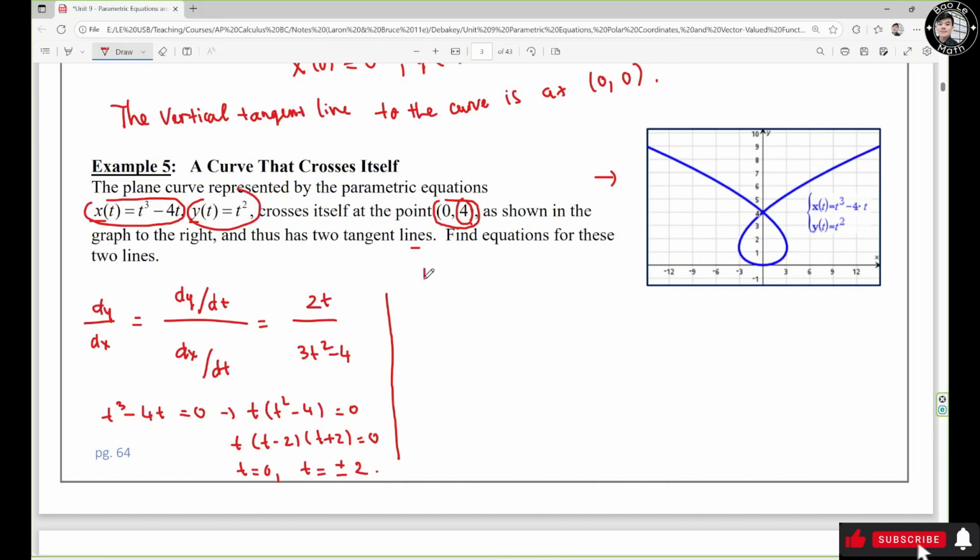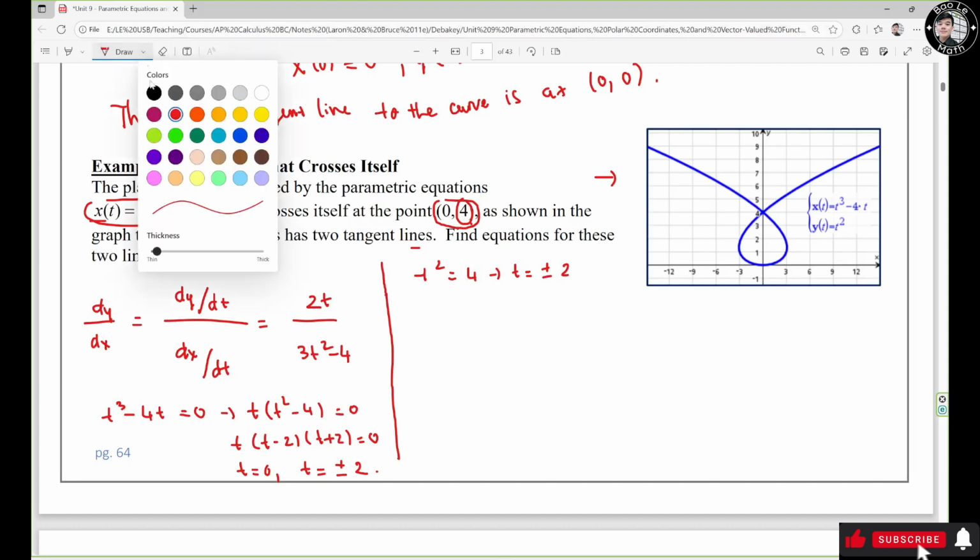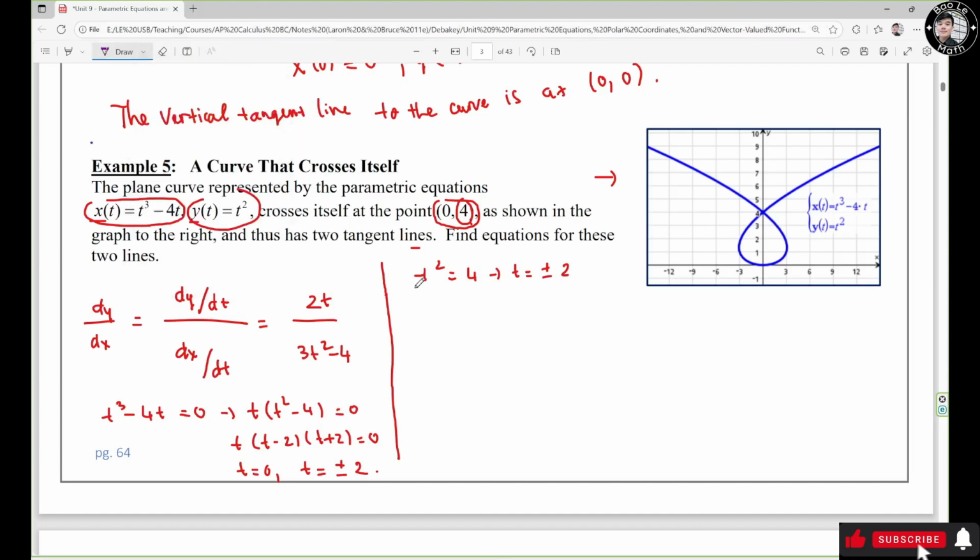So you have t squared equals 4. Then t equals plus and minus 2, right? So you have three values. Now you need to check each value. For t equals 0, then you have s of 0 equals, substitute over here, you have 0, right? And y of 0 is 0, right? And you look at this one right here, you have the ordered pair (0, 0). (0, 0) right here is not the intersection, right?